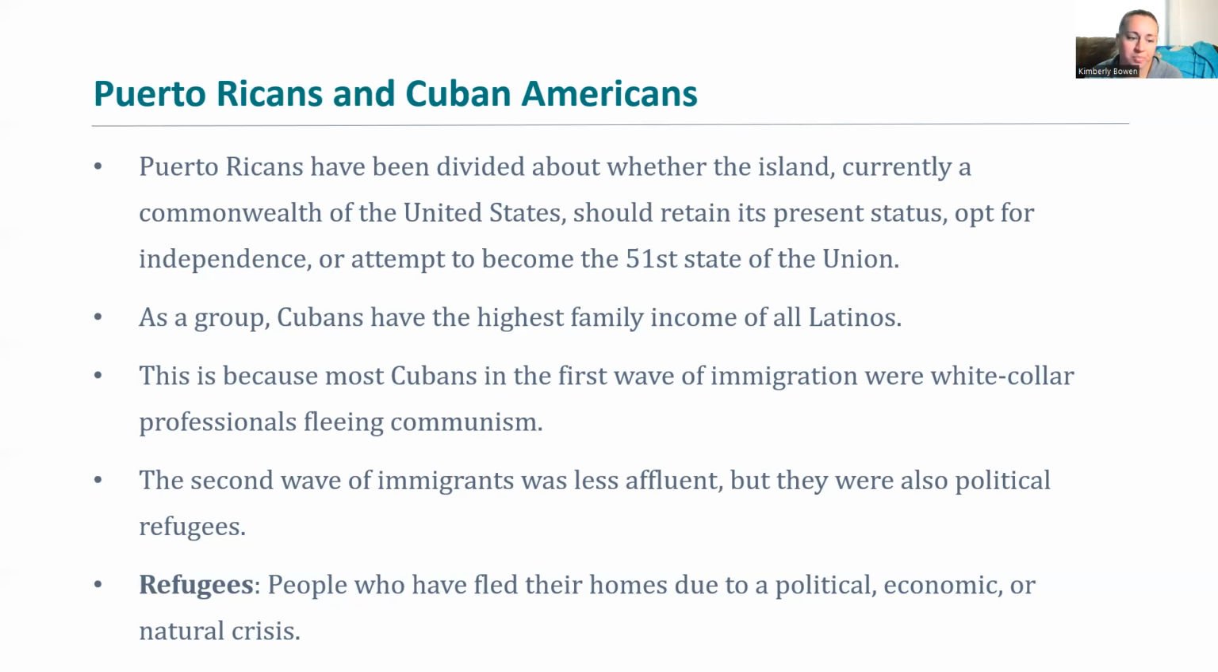their future should look. As a group, Cubans have the highest family income of all Latinos. This is because most Cubans in the first wave of immigration were white collar professionals fleeing communism. The second wave of immigrants were less affluent, but they were also political refugees. A refugee is a person who's fled their home due to political, economic, or natural crisis. We're going to see a lot more ecological refugees probably as we move forward into more of these stronger hurricanes, stronger typhoons, rising sea levels, things of that nature.